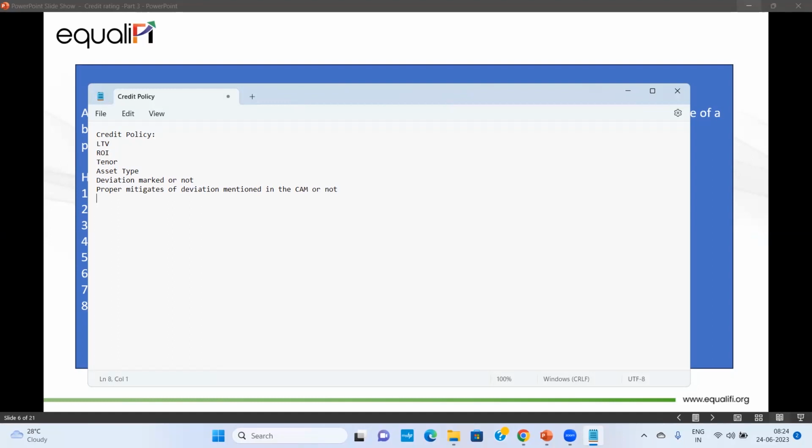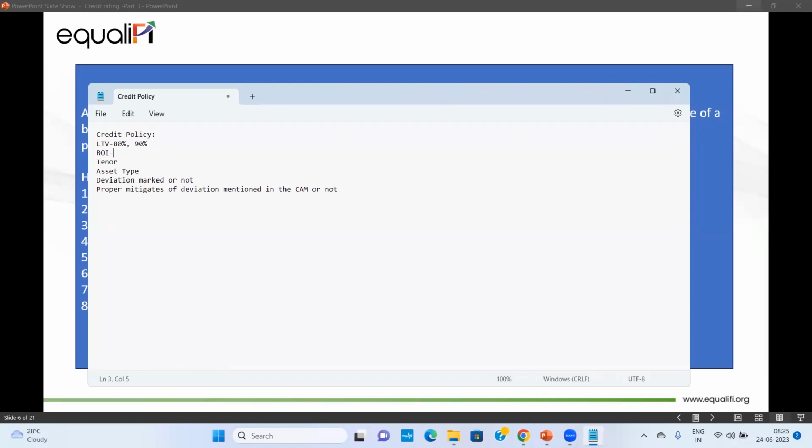Now, when I talk about LTV, say the policy says you can go up to 80%, whereas in actual, you have funded 90%. Funding a customer at 90% is fair enough. You can always do that. But there has to be certain mitigates, certain strength of the customer. I am giving this extra 10%, and that has to be mitigated by certain covenants, because of which I am giving 10%.